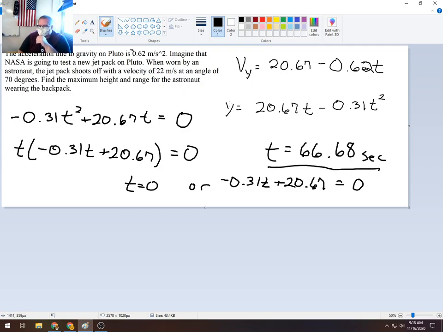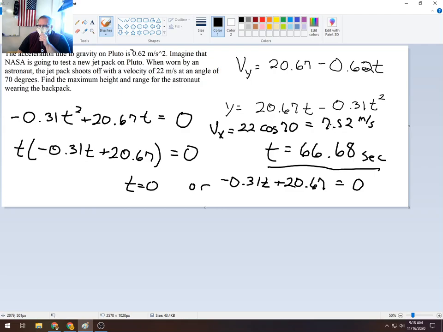The easiest part, the actual range, is quite simple. To find the range, we have to find the horizontal component, Vx. So off to the side, I'm just going to do 22 cosine 70. I got 7.52. So that's the horizontal component.